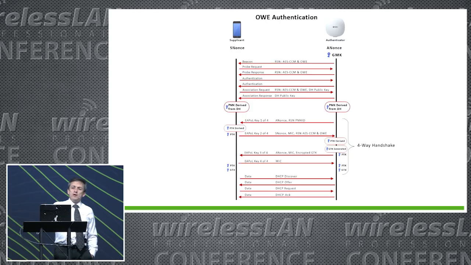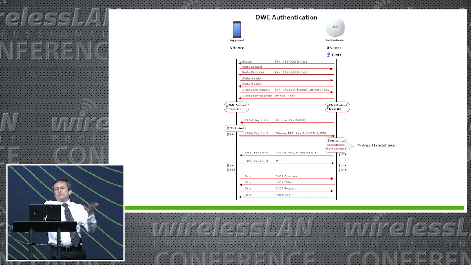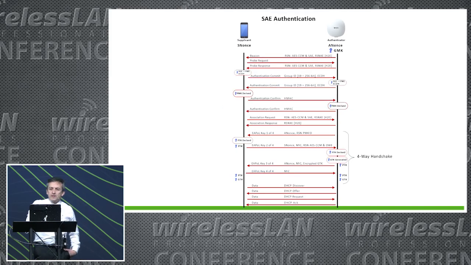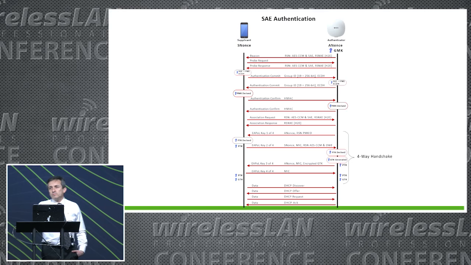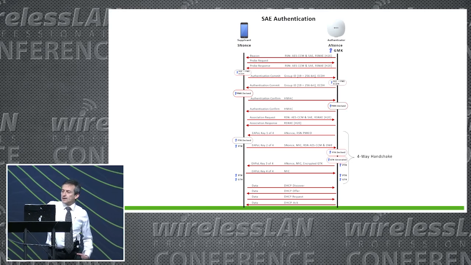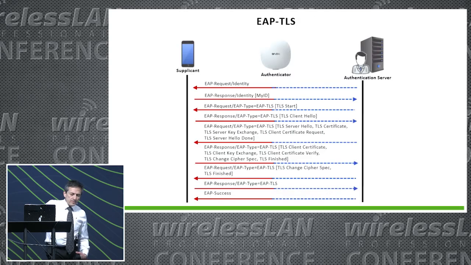Unfortunately, it's not secure. OWE kind of provides a little bit of an alternative for open, using Diffie-Hellman exchanges for creating encryption. This does not provide authentication whatsoever. It just provides a little bit more than open, but it's still open. So anybody can be there. With SAE, we have a more robust mechanism to authenticate. Kind of replaces PSK, but it's still not the ideal.